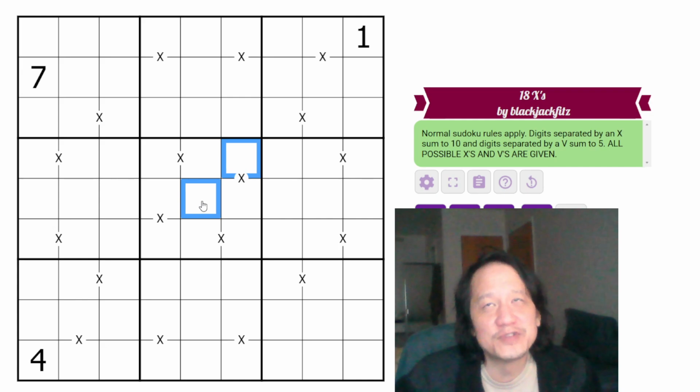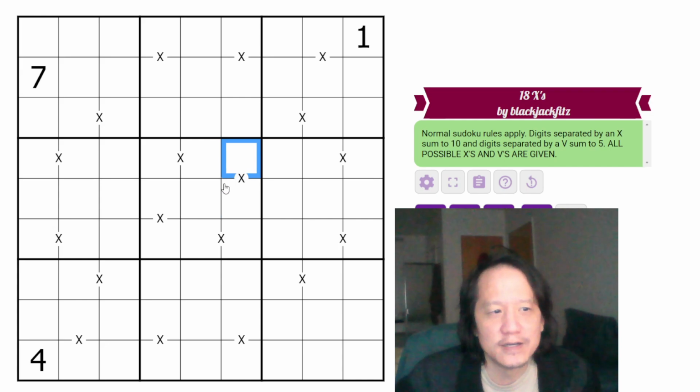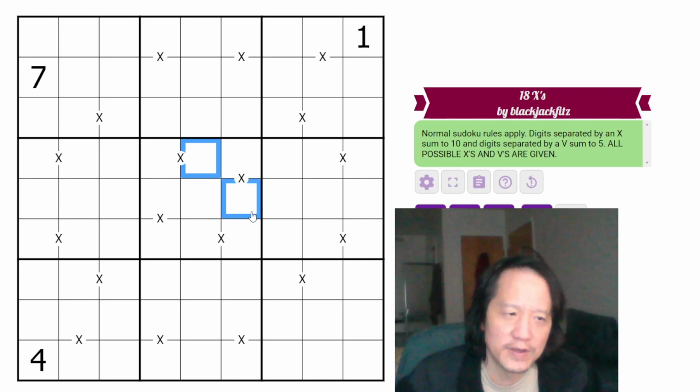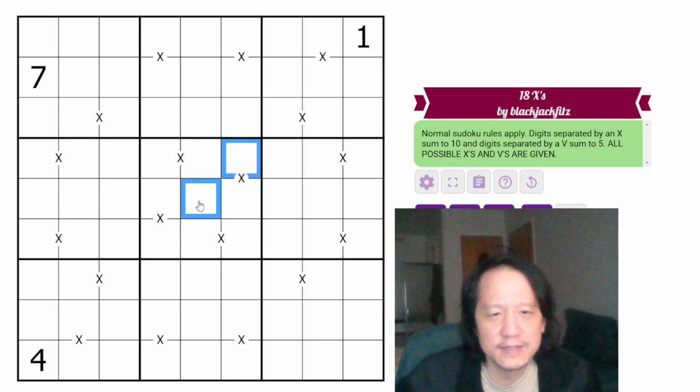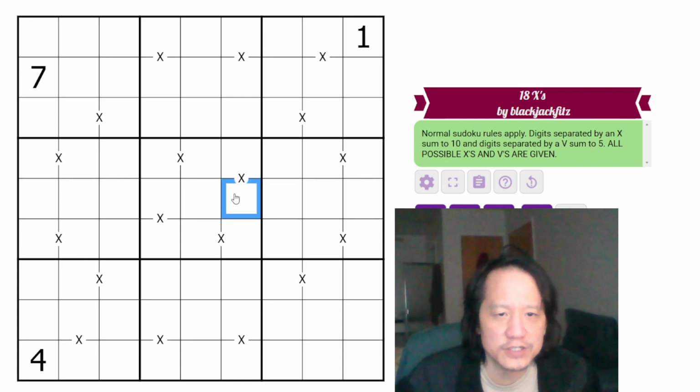I always wonder if someone will ever create a rule set that has X's in diagonals, right? Or V's in diagonals. But normally in these X's and V's, they're always on edges.